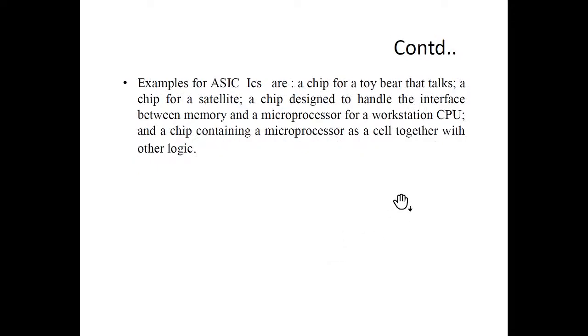Suppose I am taking an example. I want to implement a toy in which a certain type of integrated circuit is required, but it is not available in the market. So for that purpose, I make a certain type of integrated circuit, dump some program into it, and use it accordingly. This integrated circuit is implemented for my own task, my own application. So this type of integrated circuit is known as an application specific integrated circuit.